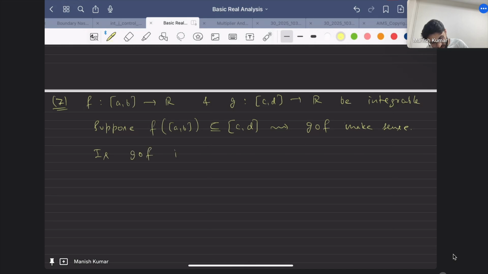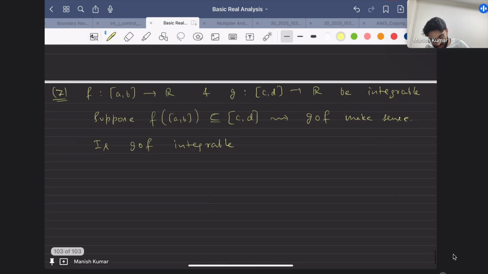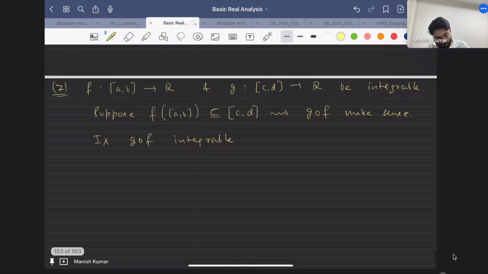So in general, as you can think, it's not true. So can you think of some example such that f and g are integrable, but the composition when you take it becomes not integrable? Can you think of some function? And then we'll go to the actual. So let's say this is a and b. I'll say what it is.